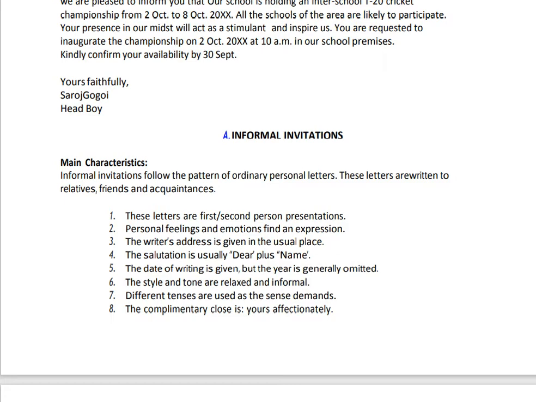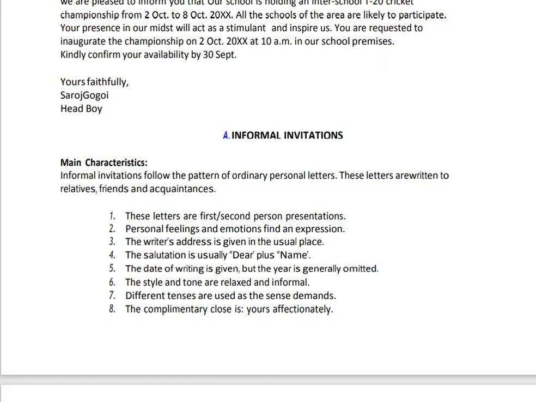So it's a similar kind of format we have seen in the case of a letter if you are inviting a chief guest. A similar pattern you have to follow, and it is easier if it's an informal invitation because you are following the format of a letter. These letters are written to relatives, friends and acquaintances. These letters are first or second person presentations. Personal feelings and emotions find an expression.